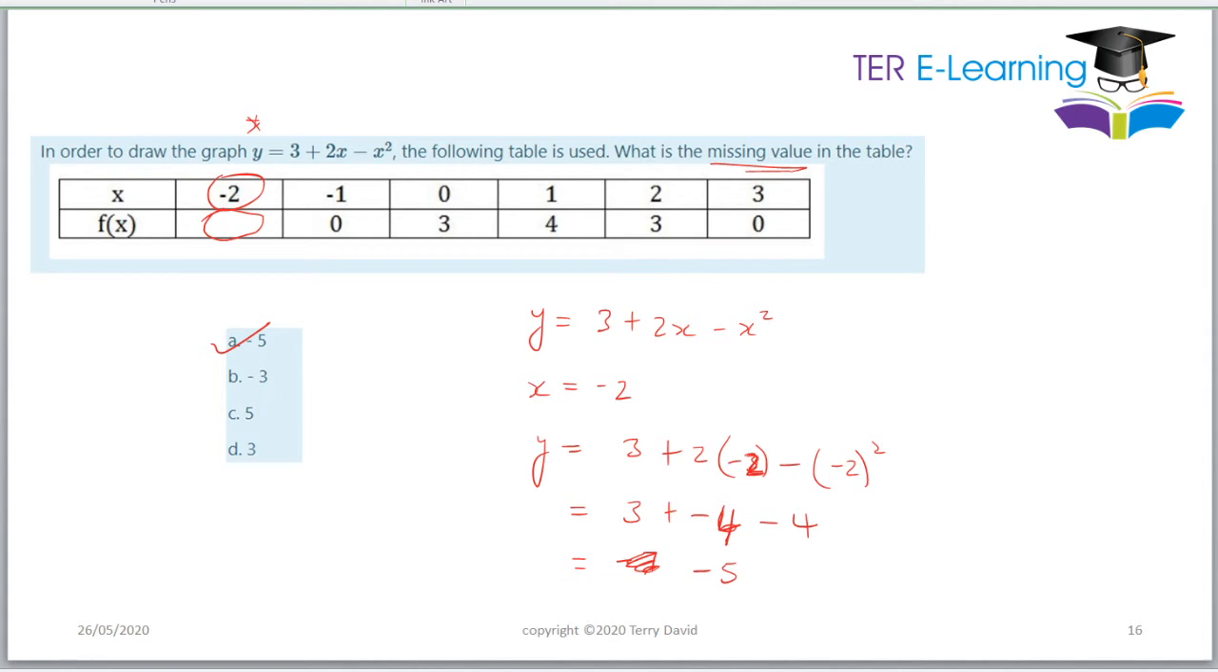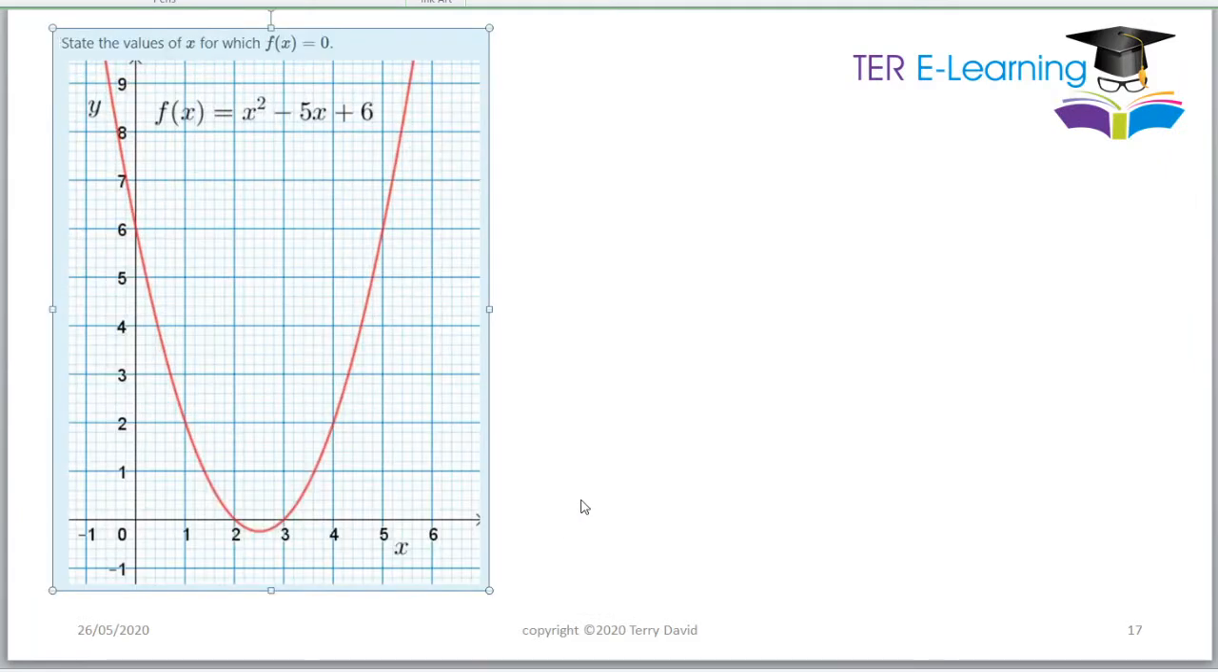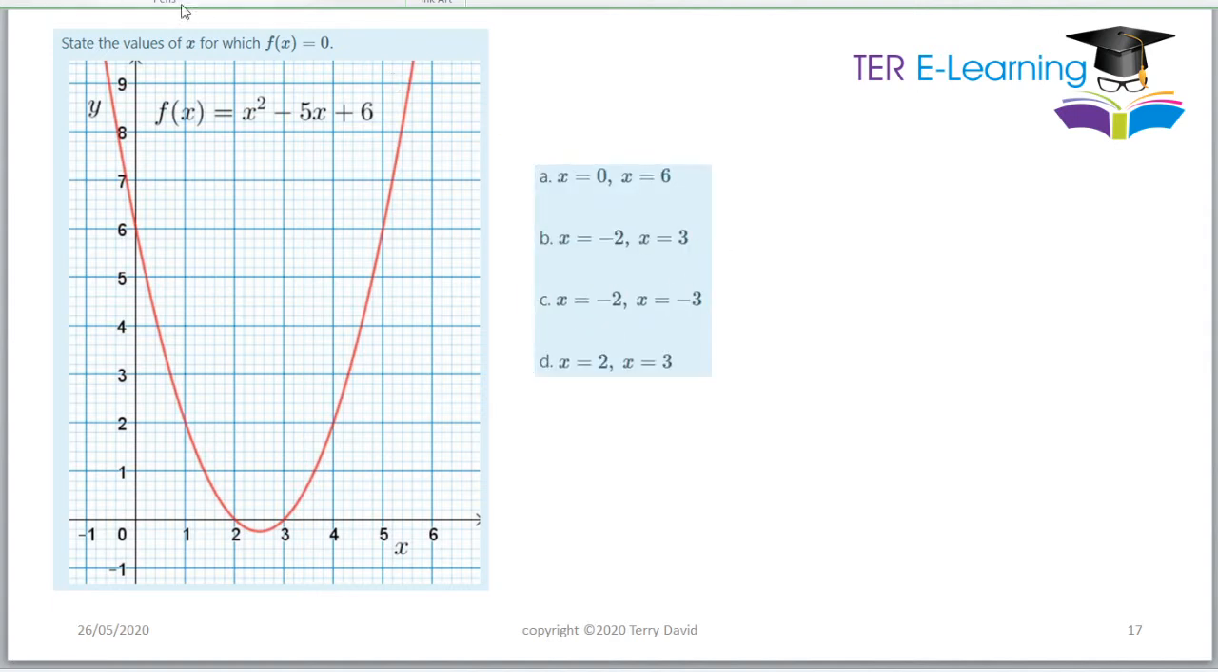So that's question 13. What do we want here now? Alright, so we have our next question here. In this particular one, the question is asking, state the values of x for which f of x equals 0. Well, we've done enough questions here to know what the answer for this is. So what is the answer for this question?